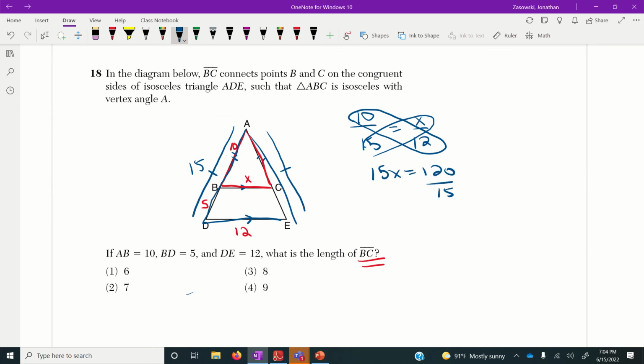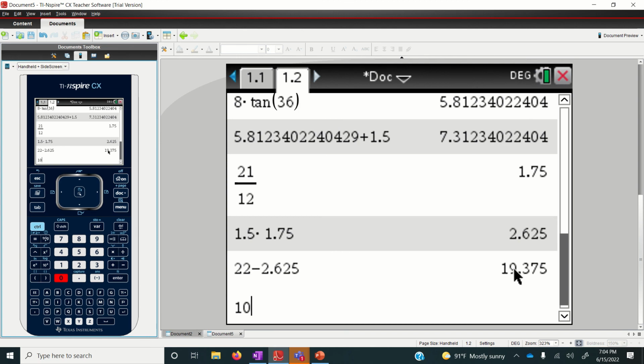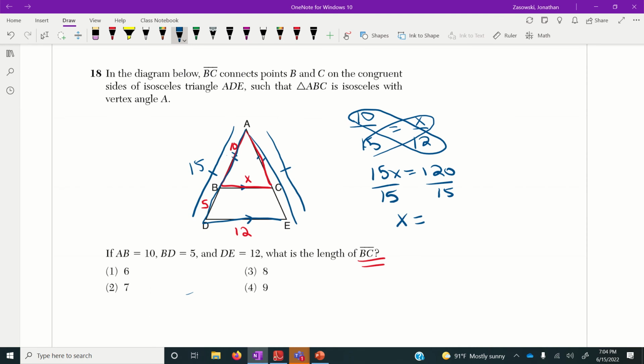Divide out by that 15 here, and we're going to get our final answer. So 120 over 15 gets us 8, and there is the length of BC. And double check it: because we called BC X, and that's what it's asking for, we know that's the answer.